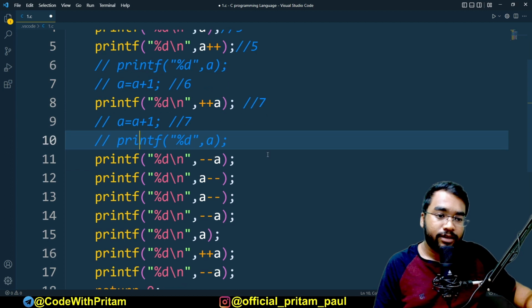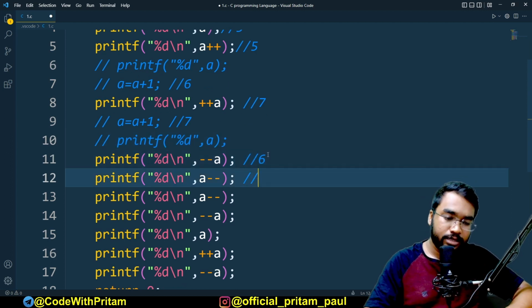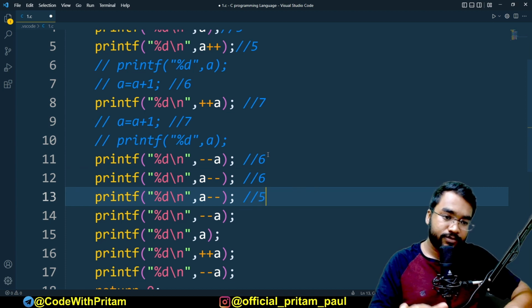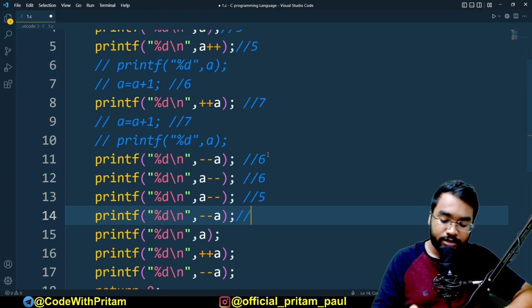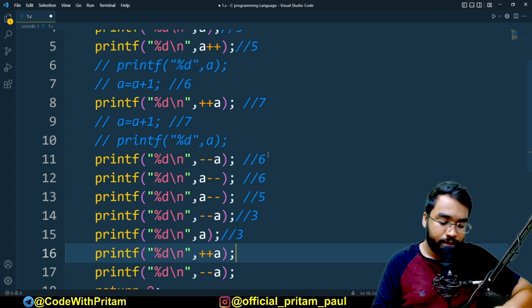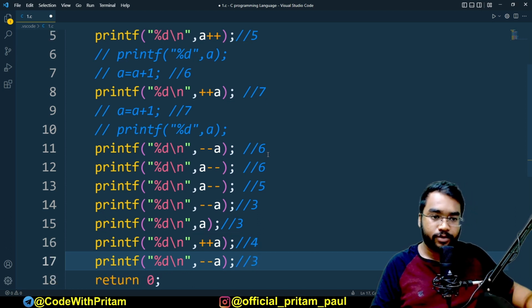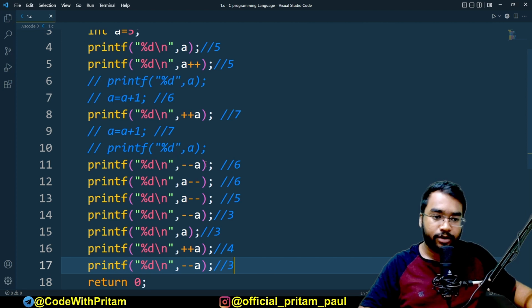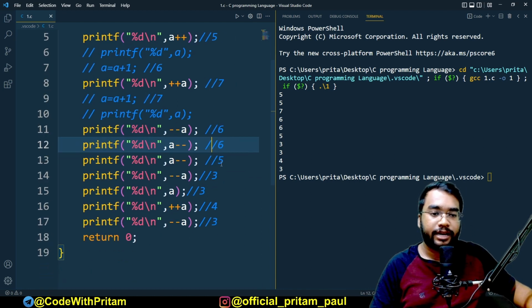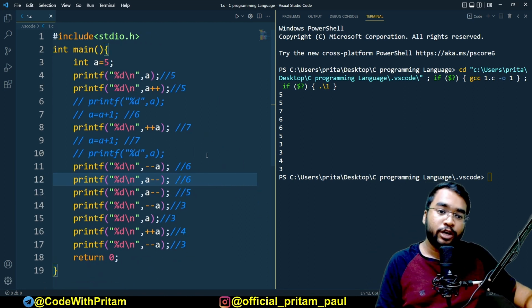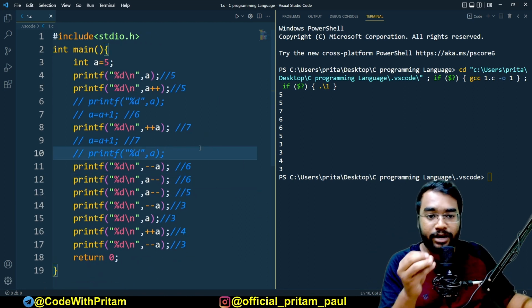Then this is 6, then obviously this is 6, but it is 5, then obviously it is 5, and then it is 5, that means 4, that means obviously it is 3, and then it is 3, and then it is 4, and then it is 3. So this is the thing. Let's check it out. So yeah, 5 5 7, and then 6 6 5, then 3 3 4 3. Everything is correct, which I have said. So this is the way you can use the increment and decrement operator.